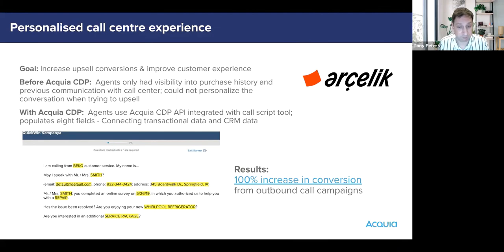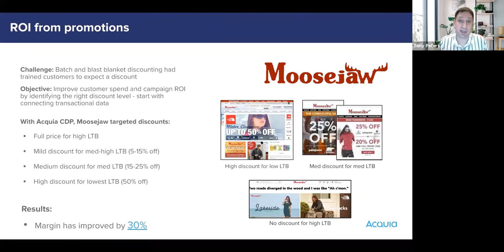Really nice. We've got Moosejaw. They sell outdoor wear. The problem is that they started by not really understanding their customers. They didn't understand what was going on, and they got known as blanket discounters. They were like, okay, discount is working, we're getting more sales, more discounts. They started to discount everything, and they got known as expecting discounts everywhere.